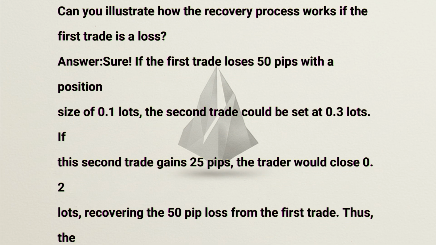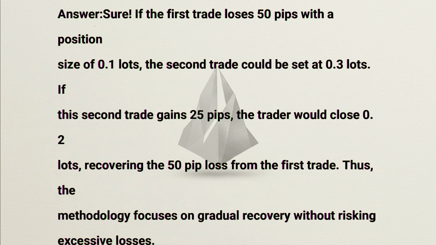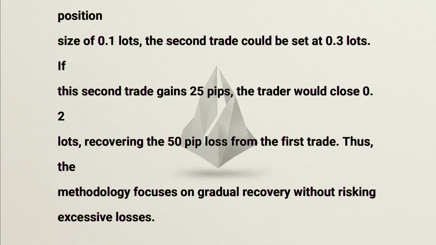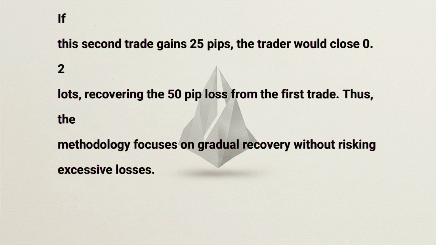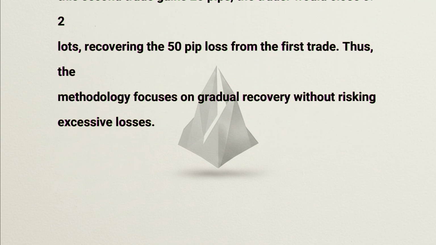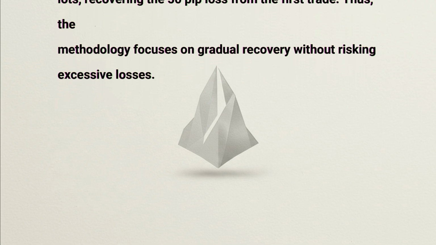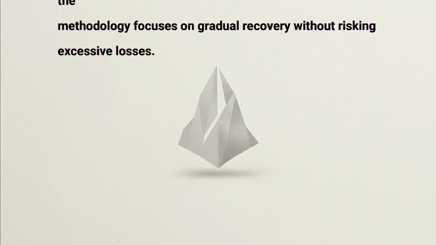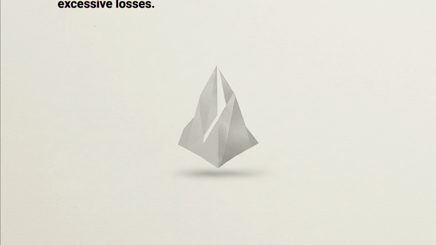4. Question: can you illustrate how the recovery process works if the first trade is a loss? Answer: sure. If the first trade loses 50 pips with a position size of 0.1 lots, the second trade could be set at 0.3 lots. If this second trade gains 25 pips, the trader would close 0.2 lots, recovering the 50 pip loss from the first trade. Thus, the methodology focuses on gradual recovery without risking excessive losses.